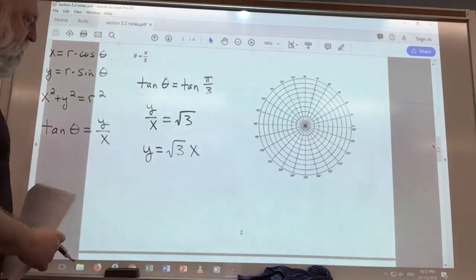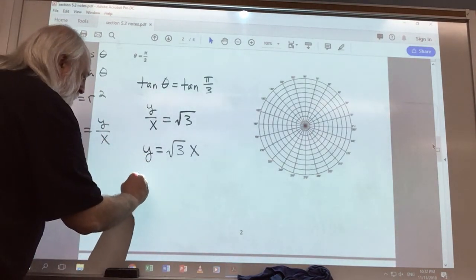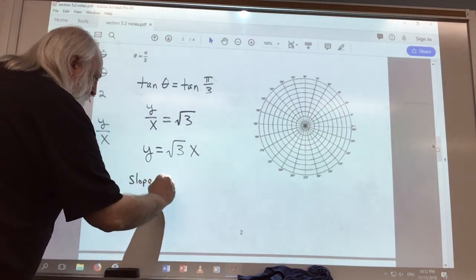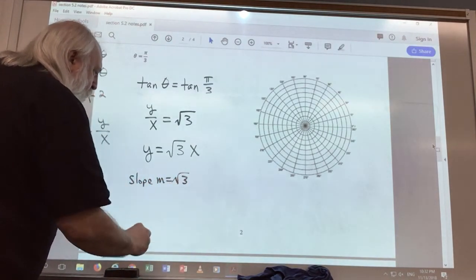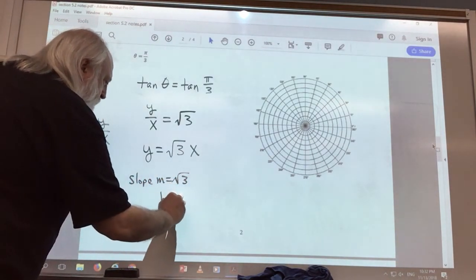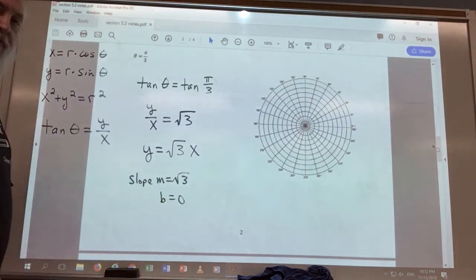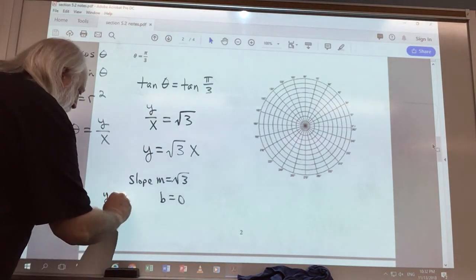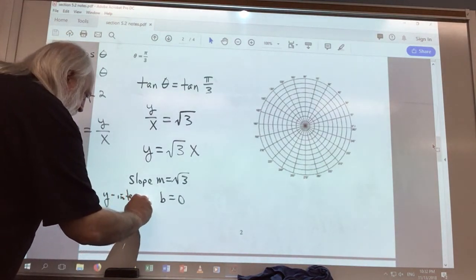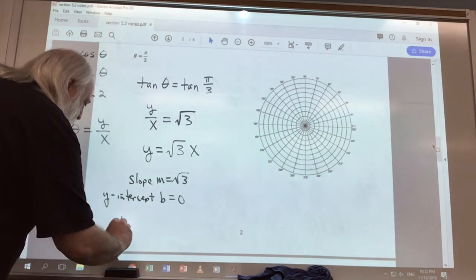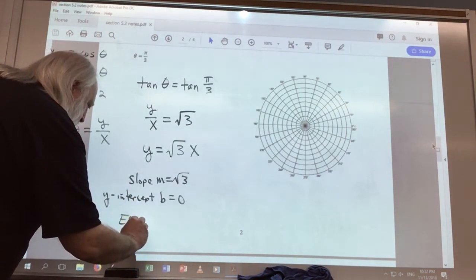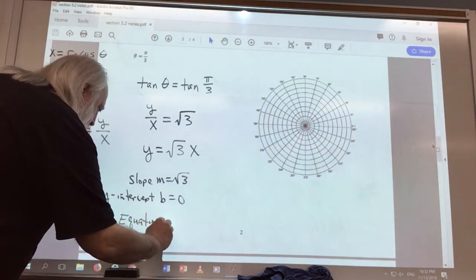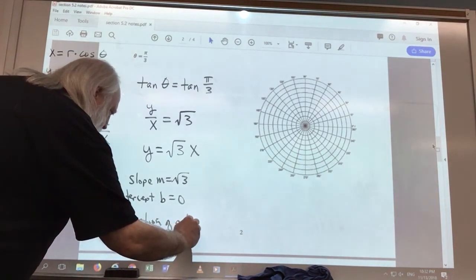Well, that's the equation of a straight line that goes through the origin. The square root of 3 is the slope, and the y-intercept is 0. It crosses the y-axis at y equals 0. So this is the equation of a line. Okay.